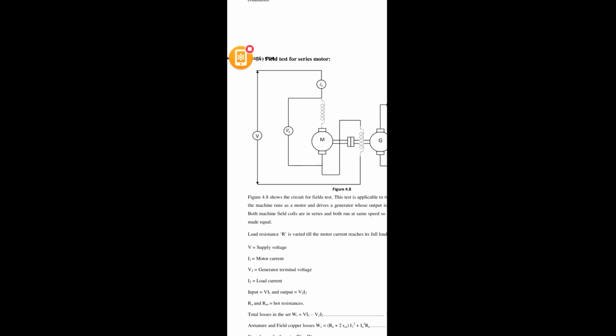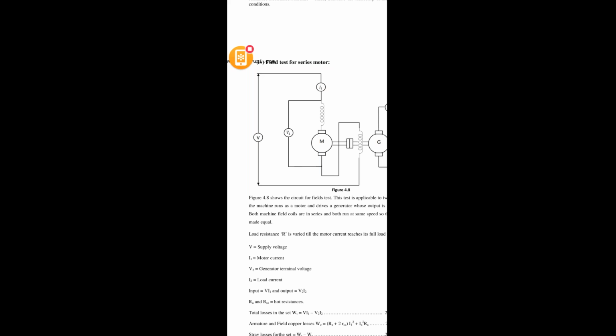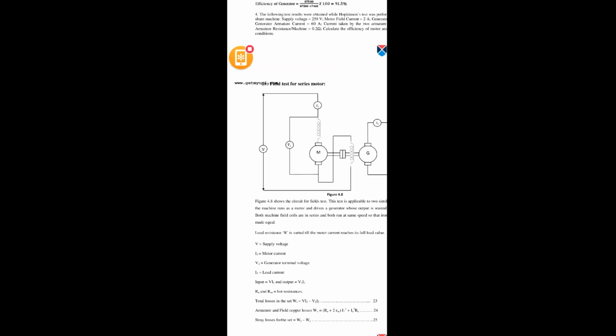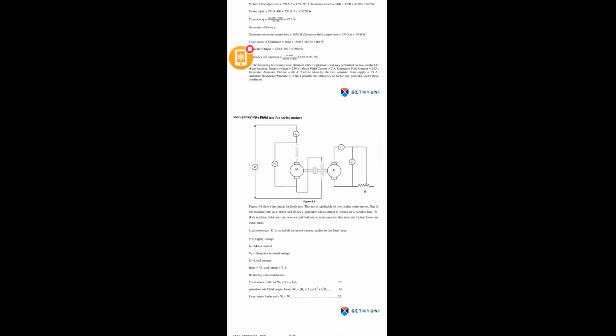So this is the second test for the direct and indirect method of testing. Now we are going to discuss the third method, the field test. Generally, the field test is not useful for real time applications. Why? Because this test is suitable for series motors.